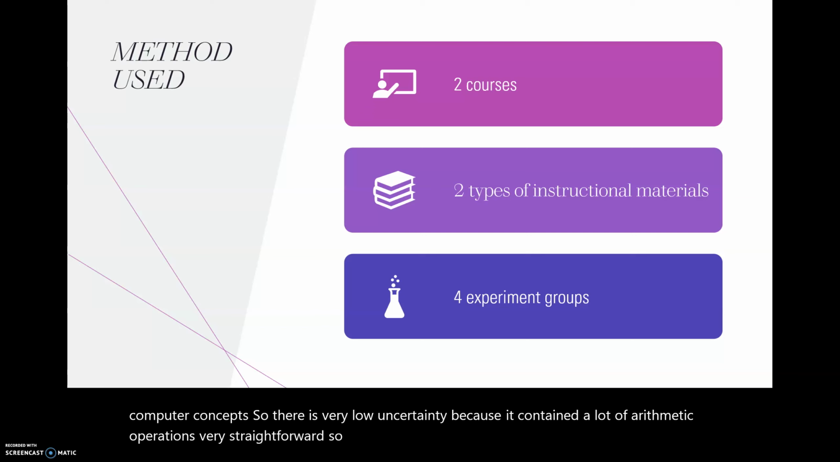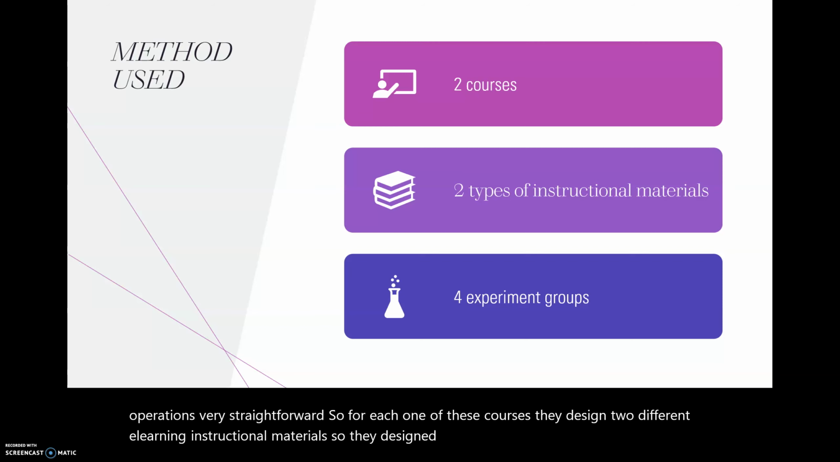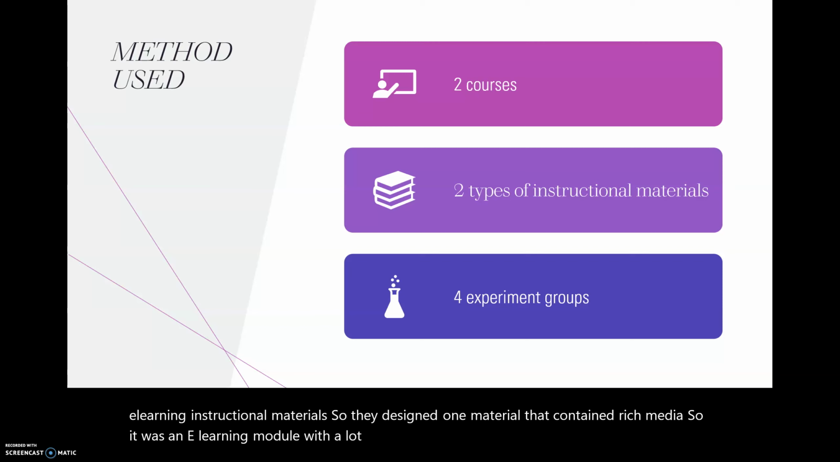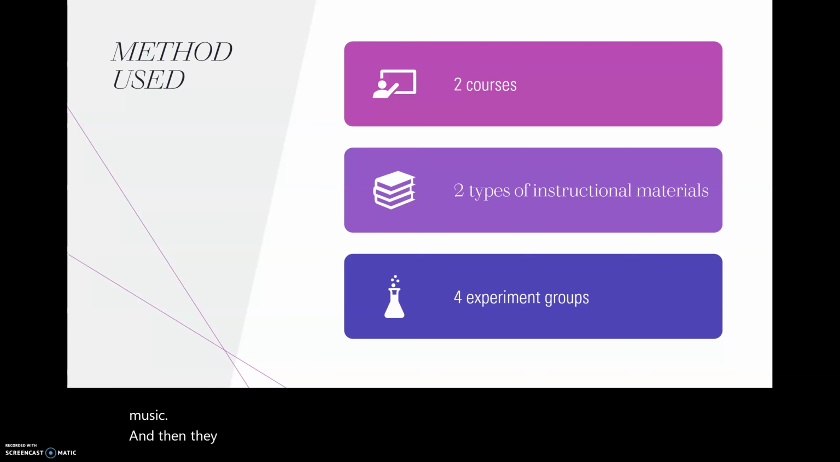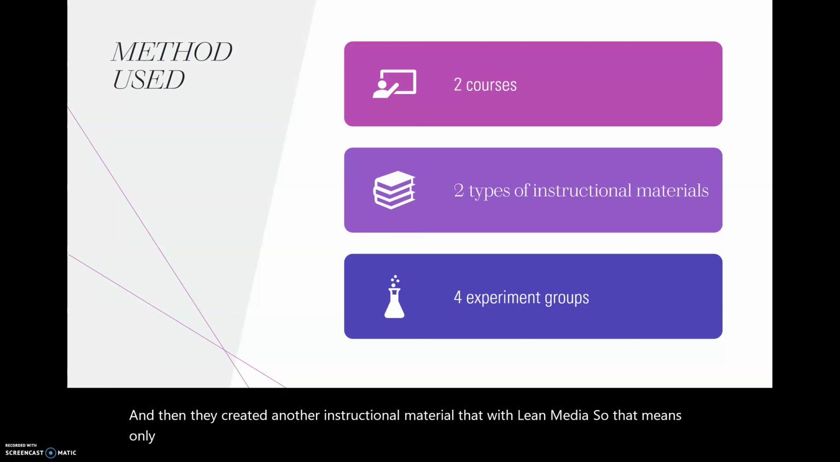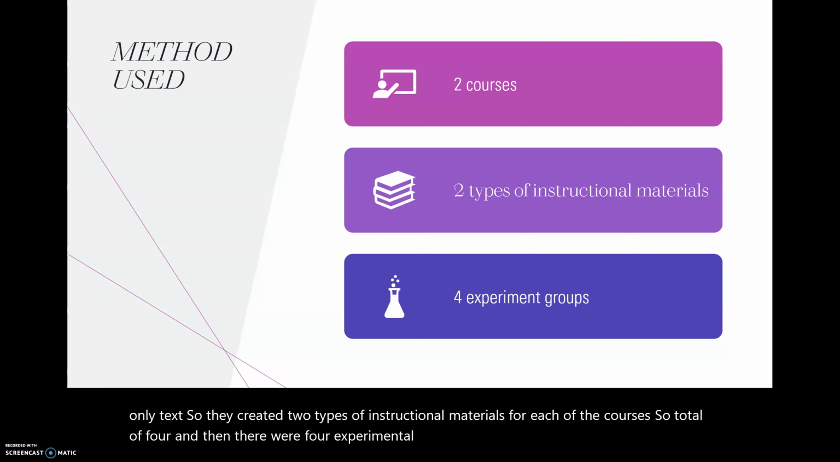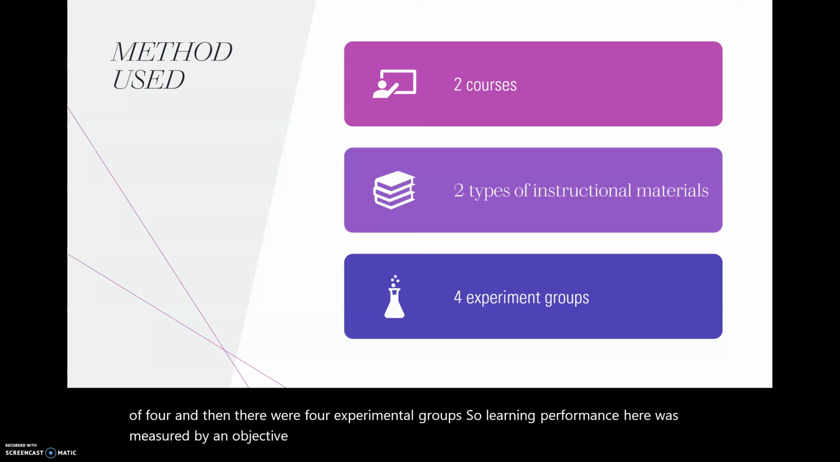For each of these courses, they designed two different e-learning instructional materials. One material contained rich media: an e-learning module with a lot of animation, flash, sounds, images, and music. The other was created with lean media, meaning only text. So they created two types of instructional materials for each course, a total of four, and then there were four experimental groups. Learning performance was measured by an objective score and a subjective measure, which was learner satisfaction.